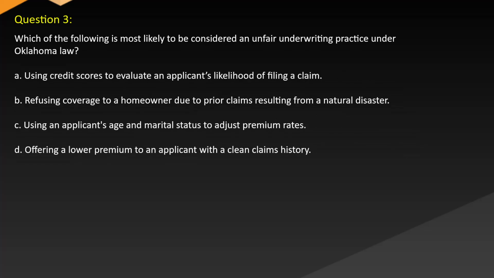Question 3. Which of the following is most likely to be considered an unfair underwriting practice under Oklahoma law? A. Using credit scores to evaluate an applicant's likelihood of filing a claim. B. Refusing coverage to a homeowner due to prior claims resulting from natural disaster. C. Using an applicant's age and marital status to adjust premium rates. D. Offering a lower premium to an applicant with a clean claims history.